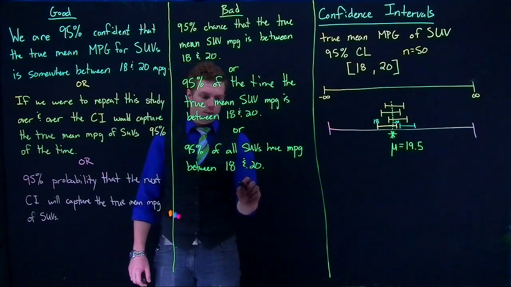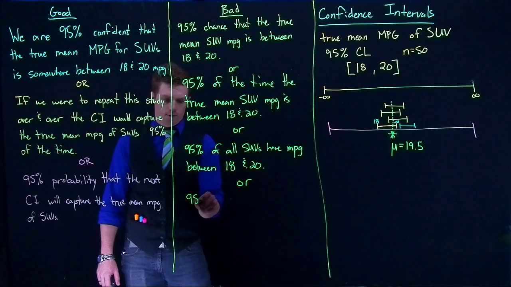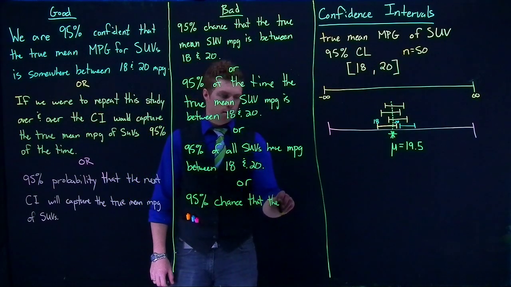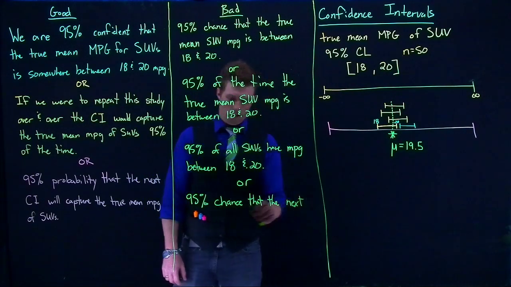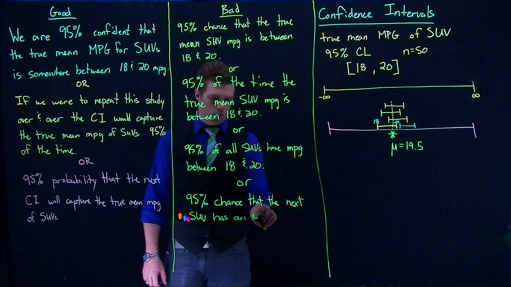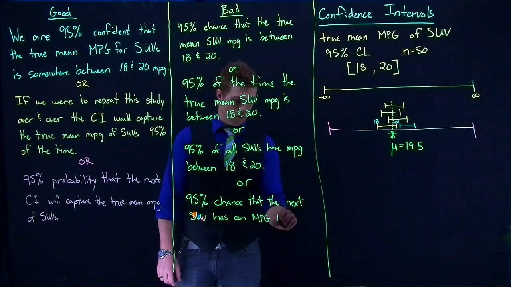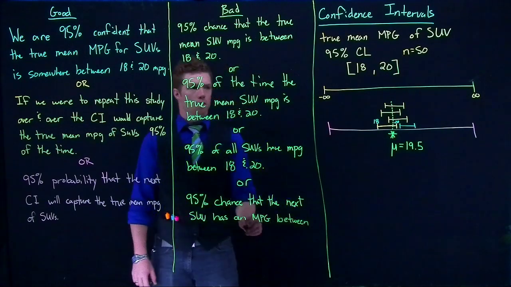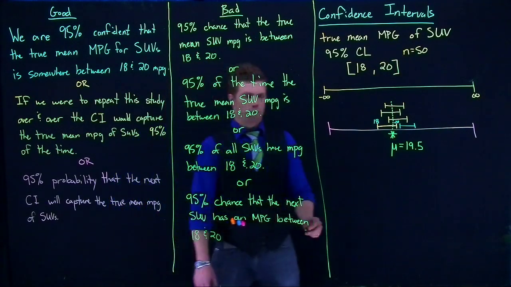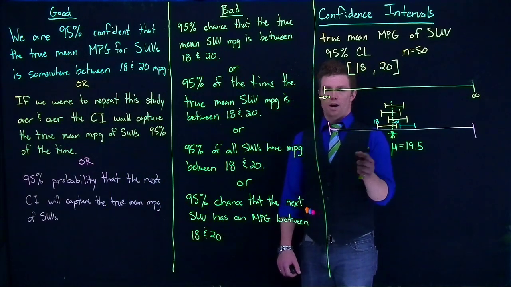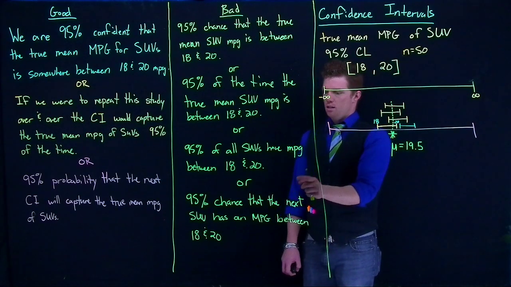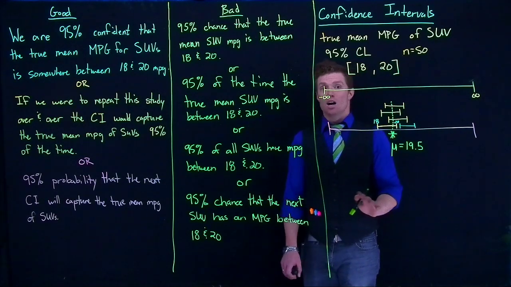Oh, and then this last one is another bad one. 95% chance that the next SUV has an MPG between 18 and 20. Okay, remember, our confidence intervals are talking about our interval, whether or not it's capturing our true population mean. This is saying that there's a 95% chance that the next SUV has an MPG between those two. And that's not what a confidence interval says.